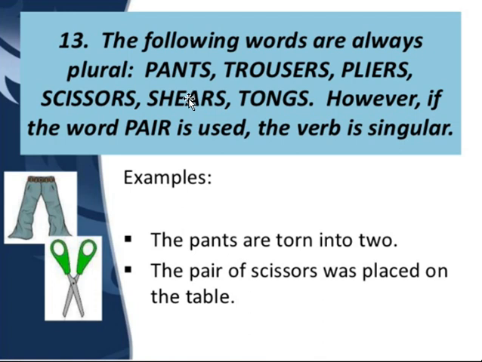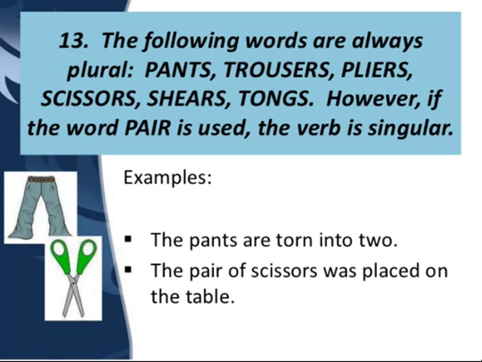Now the following words are always plural, like pants, trousers, pliers, scissors, shears, tongs. However, if the word "pair" is used, the verb is singular. These are all singular in meaning, but in writing they are considered always plural. Because if you have a look, trousers always have two parts, so they count as plural. In the same manner, scissors also have two blades or two parts, so they are always plural.